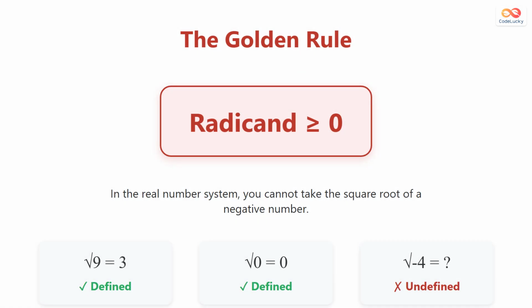Here is the golden rule you must memorize. The radicand must be greater than or equal to 0. In the real number system, the square root of a negative number is undefined. The square root of 9 is 3. The square root of 0 is 0. But the square root of -4, that does not exist as a real number.